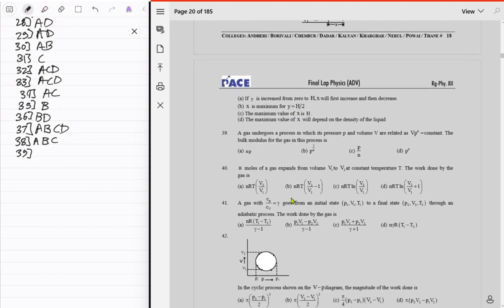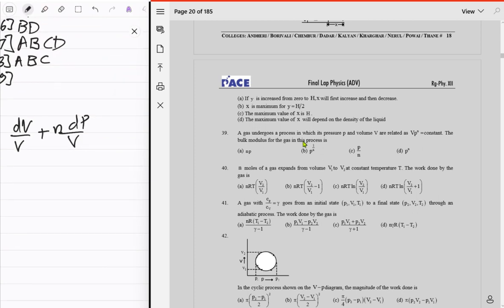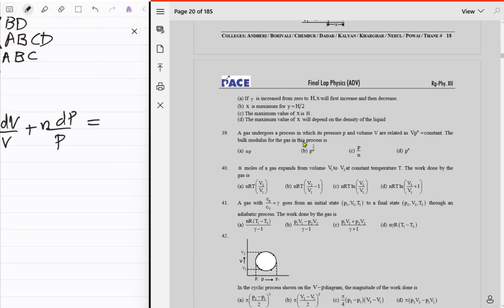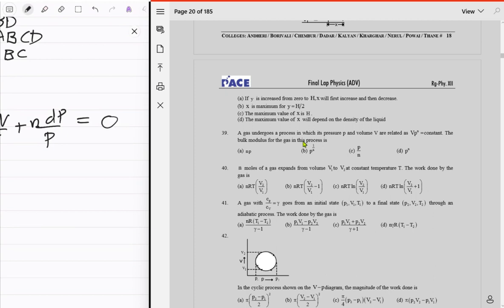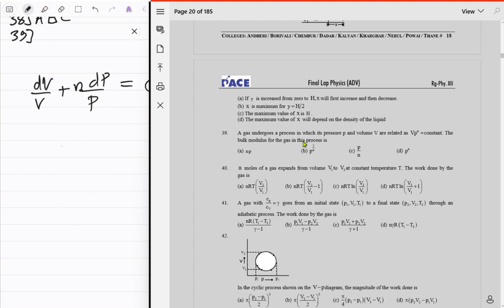A gas undergoes a process in which its pressure P and volume V are related as P V to the power N equal to constant. The bulk modulus of the gas for this process is. So what do you get? dP upon P plus N dV upon V equals 0, right? So what did we need? We want dP upon dV, or the negative of that, times V basically.